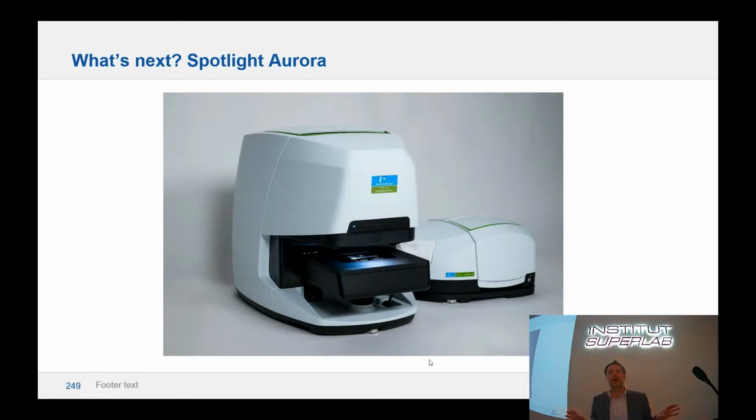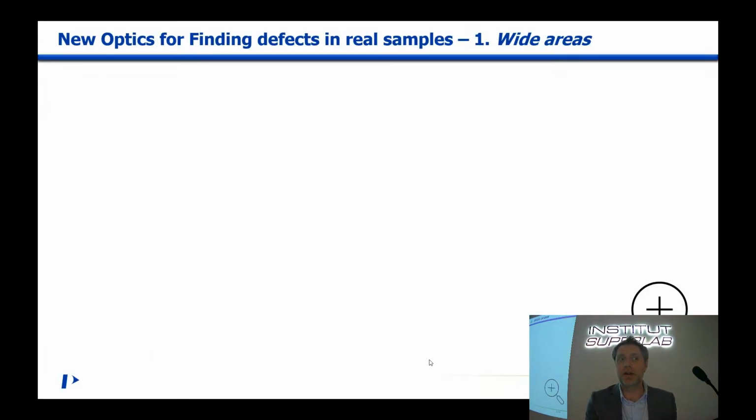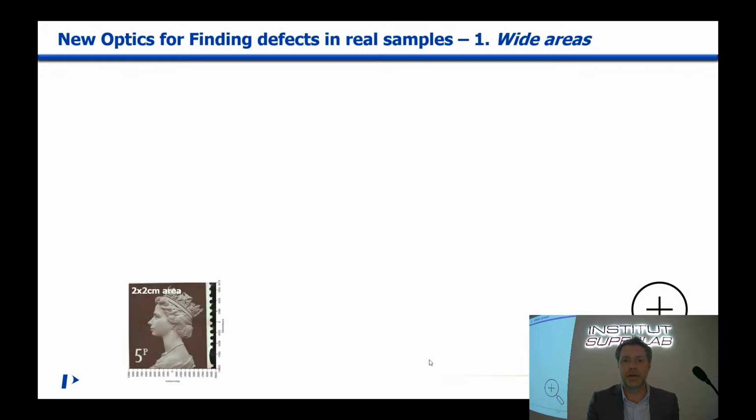So this is quite an interesting bit, and it's why I'm in Europe at the moment. I wanted to talk to you a little bit about what's coming in the future. And actually, you are the first people in the world to hear this outside of PerkinElmer, because we've been working on this for 2 years. This will be a product coming out very soon called Spotlight Aurora, and we actually designed this for microplastics.